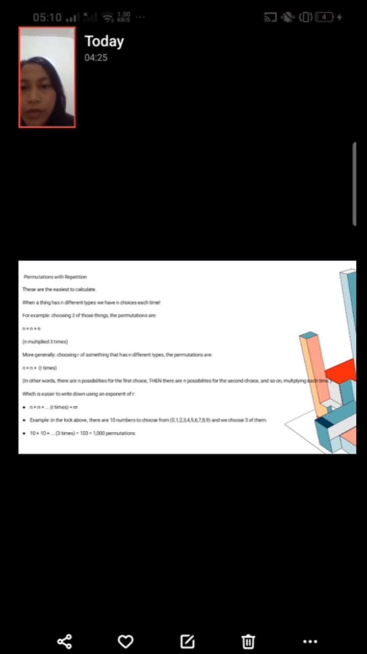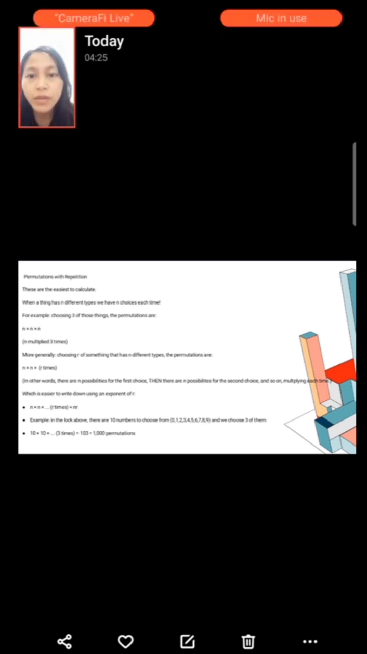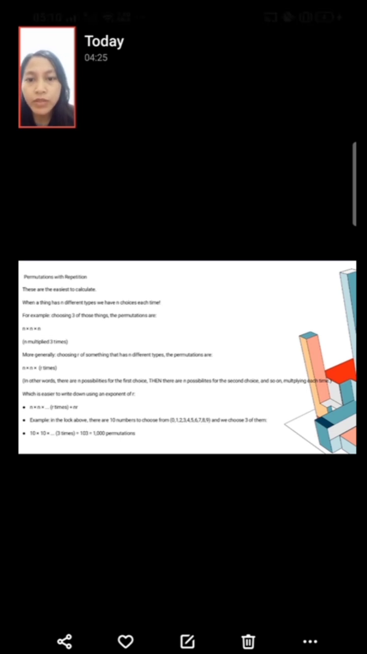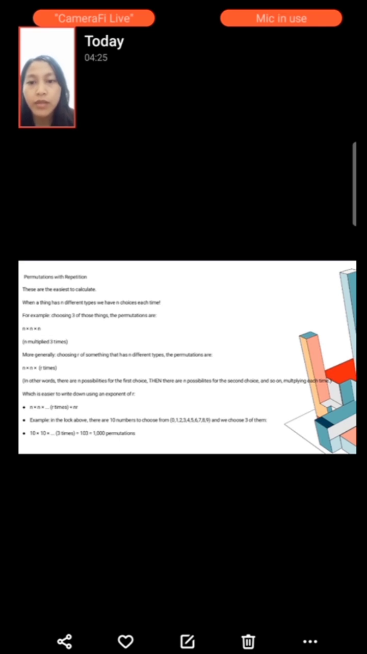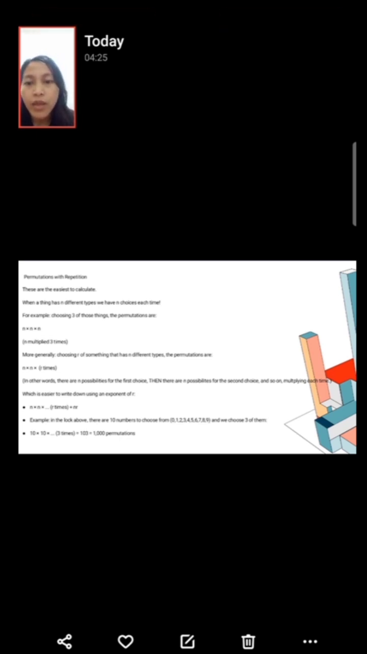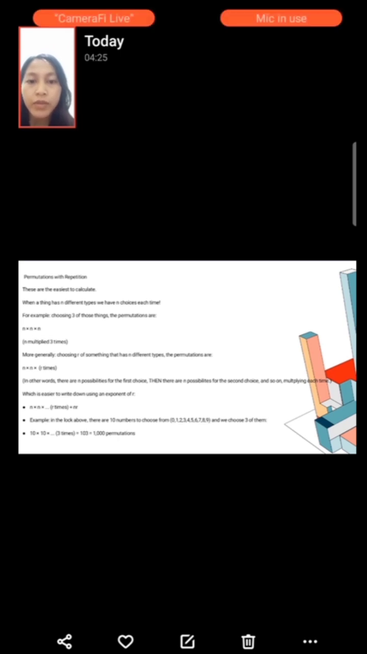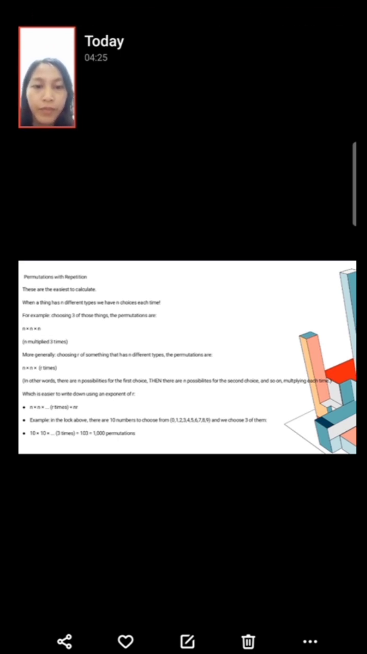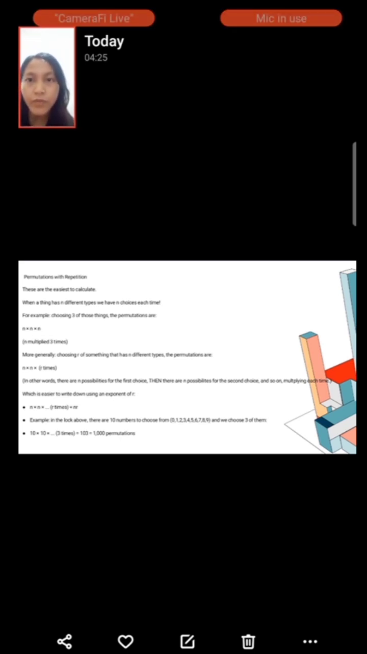When a thing has n different types, we have n choices each time. For example, choosing 3 of those things, the permutations are n × n × n, multiplied 3 times. More generally, choosing r of something that has n different types, the permutations are n × n × ... × n, r times. So in other words, there are n possibilities for the first choice, then n possibilities for the second choice, and so on, multiplying each time, which is easier to write down using an exponent of r.